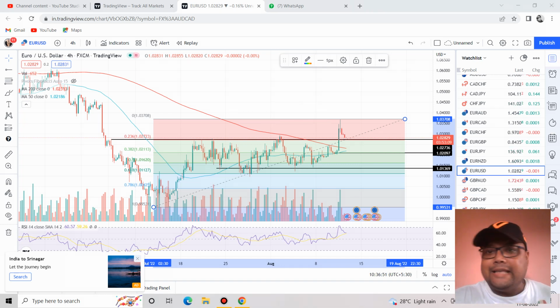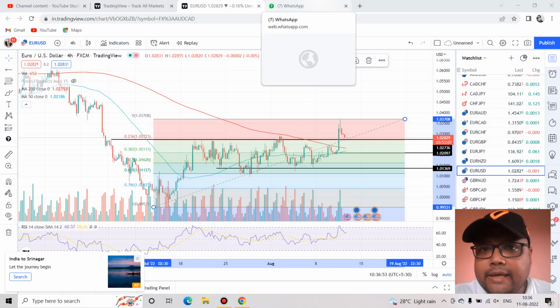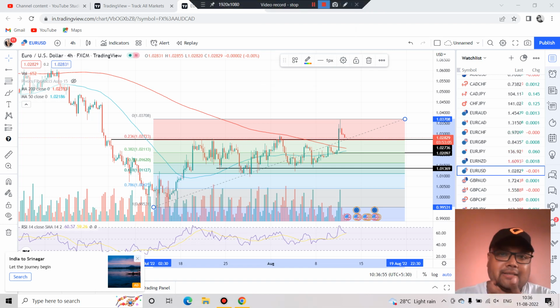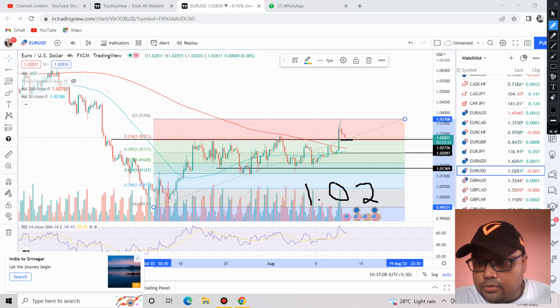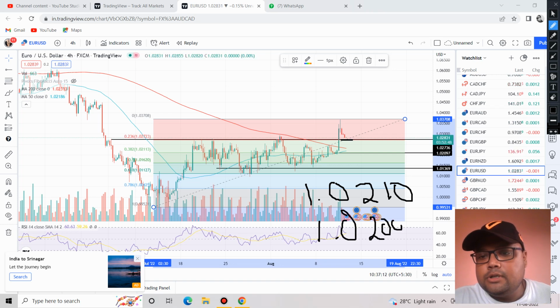Okay, and secondly, in case the market fails to bounce from here, then the next big support from where we can expect a bounce is at 1.0210, 1.0200. This is the next support for Euro USD, because this is the Fibonacci 38.2% retracement level.